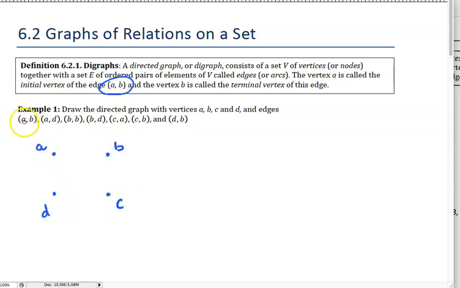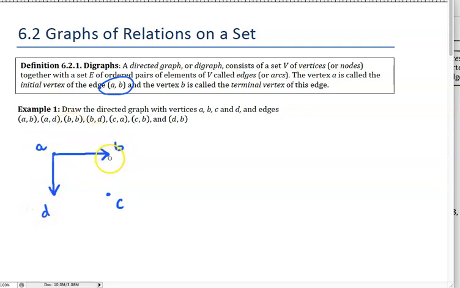So AB, this edge, tells me that I'm going from A to B, A being the initial, B being the terminal. So we're going to draw an arrow from A to B. This is the important information here. It tells you how they're related, how the set A, B, C, D as the inputs are related to A, B, C, D as the outputs. And then A goes to D, so there's an arrow going from A to D.